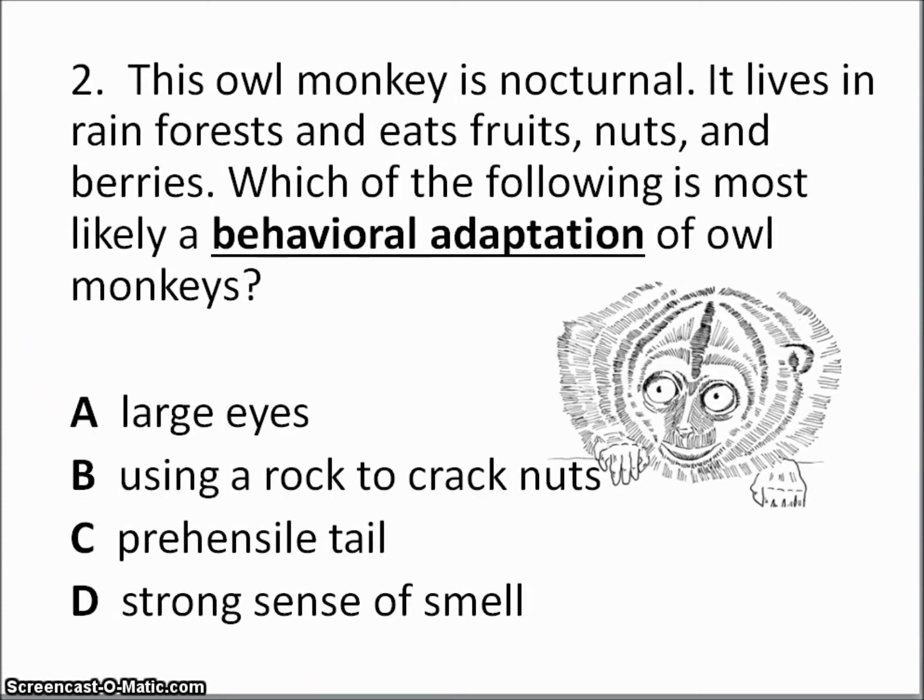Question 2. This owl monkey is nocturnal. It lives in rainforest and eats fruits, nuts, and berries. Which of the following is most likely a behavioral adaptation of owl monkeys? Would that be A, large eyes, B, using a rock to crack nuts, C, prehensile tail, or D, a strong sense of smell?